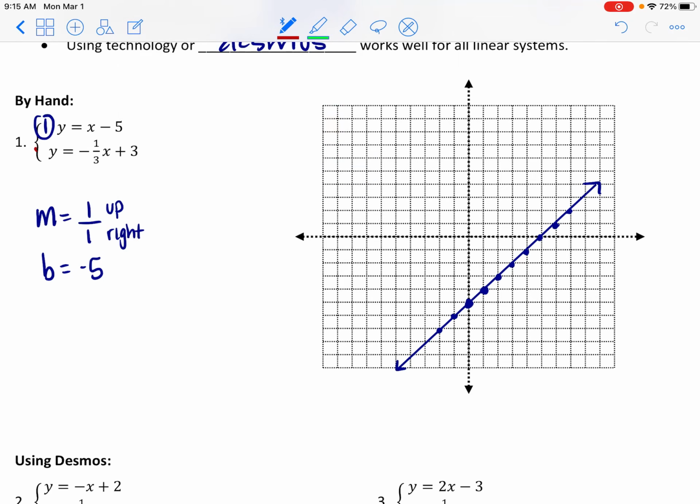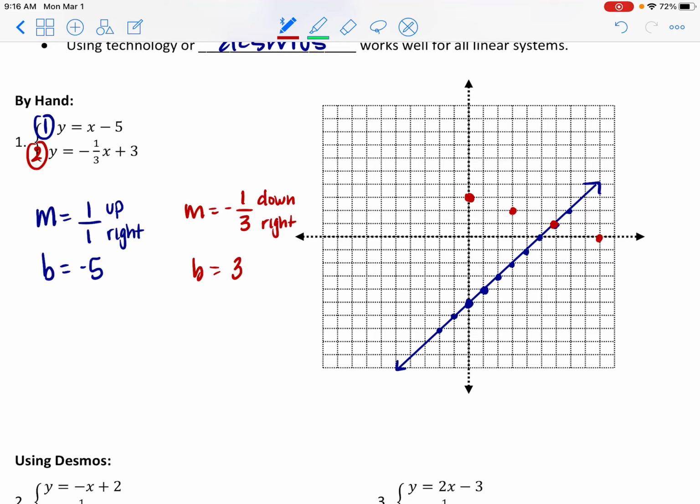Let's look at the second one. I'm going to call that equation 2. Equation 2, I can see my slope is a negative 1/3 and that my y-intercept is 3. So that was telling me to begin on the y-axis at 3 and that I can go down 1 and right 3 to make my next point. So down 1, right 3, and again I can do that as many times as I want in order to make this graph.